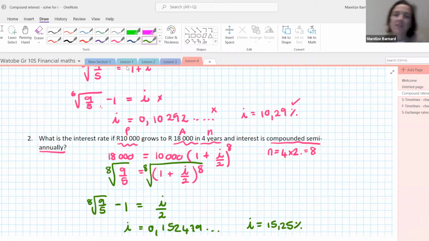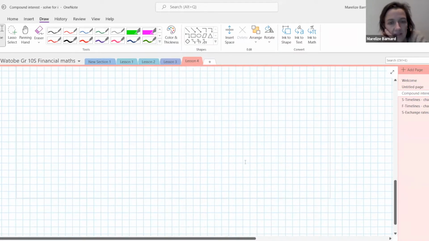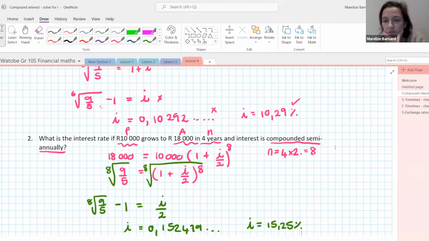Okay. So that's an example of when you have a different compounding period. So you just have to remember to divide your interest rate by whatever is necessary, and then to times your years as well. Okay, right. Let's get on to some timelines.